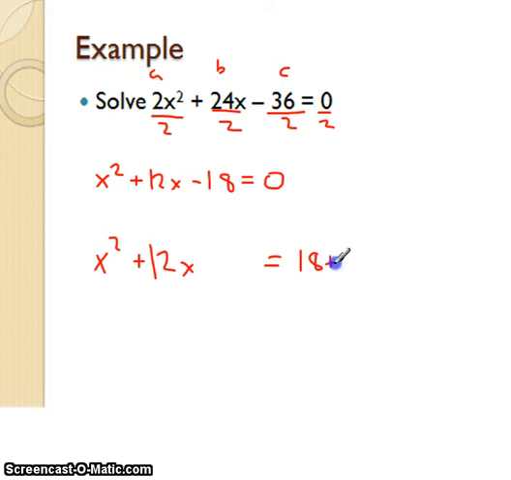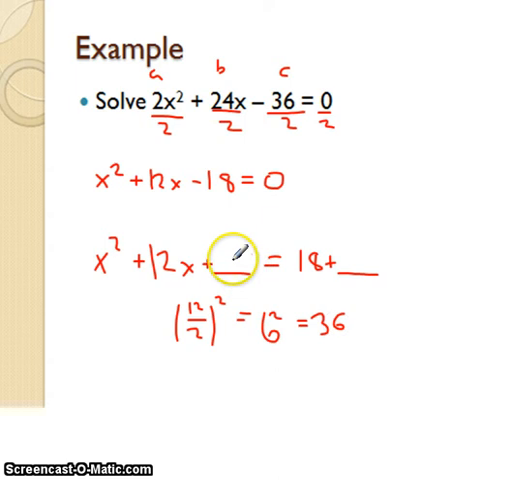And I'm going to add a number to both sides. This number is found by taking half of b and squaring it. So let's see, we'll take half of 12 and square that number. So half of 12 is 6, and then 6 squared is 36. So that is the new c that I'll be adding on the left-hand side to make a perfect square, a factorable trinomial, but I've got to pay for that by adding it to the right side as well.